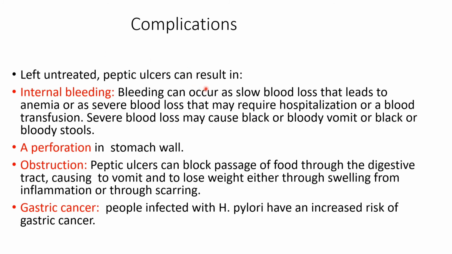If peptic ulcers are left untreated, they may cause internal bleeding. Bleeding in small proportions leads to anemia. Bleeding in large proportions leads to hospitalization or blood transfusion. In some cases, blood loss may cause black or bloody vomiting or black stools. Perforation in the stomach wall.